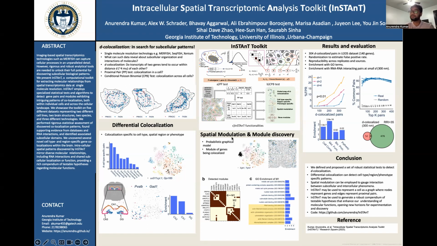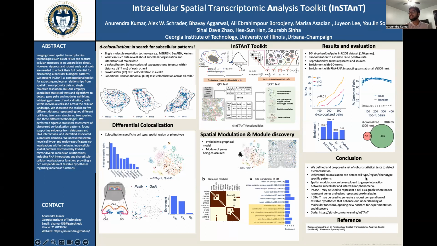Next, we have spatial modulation, which can detect gene pairs whose co-localization varies at the tissue level, shown in blue color here. This gene pair is Sck1-Ttyh2, whose UMAP plot is shown here. InSTAnT can also detect modules. For example, here InSTAnT detected 2 modules that co-localize within themselves. GO enrichment of module 1 showed various terms, specifically RNA binding and other binding events related to cytoskeleton.